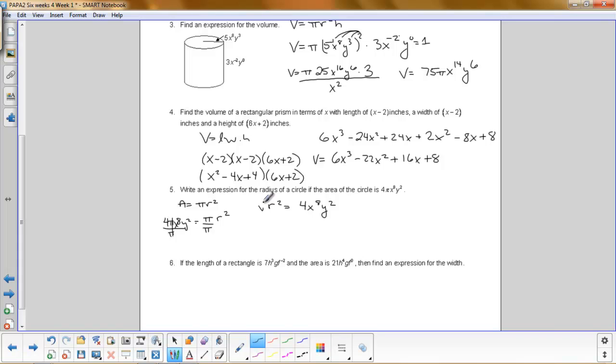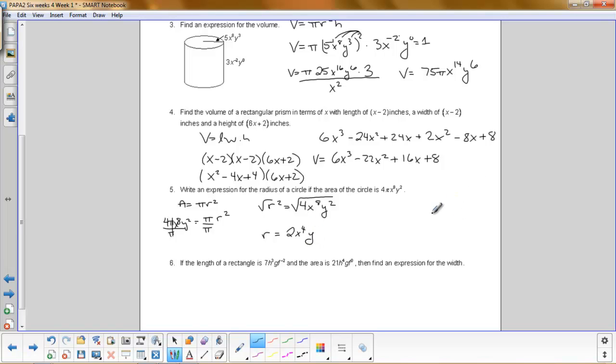In order to get rid of the square, we have to square root. So now we get radius equals 2x to the 4th y.